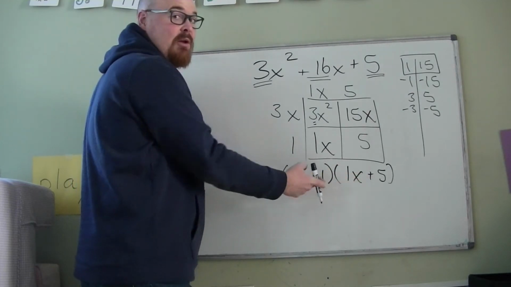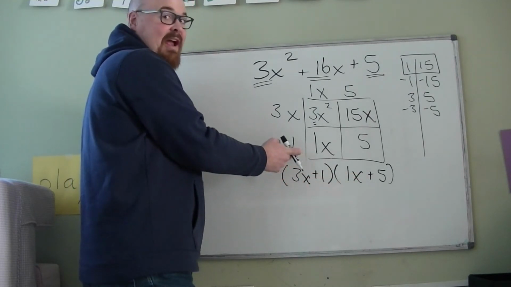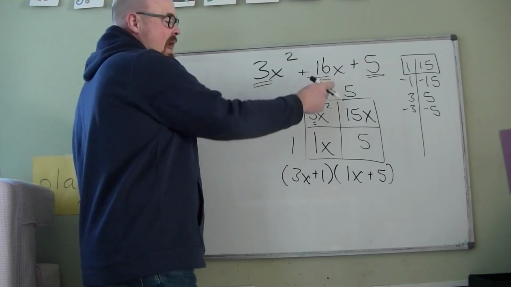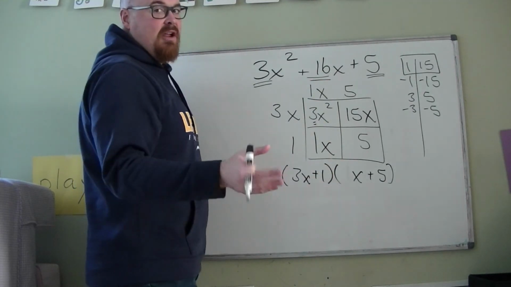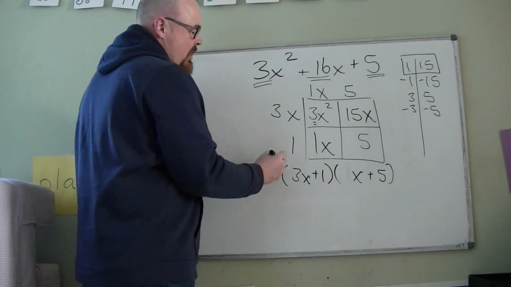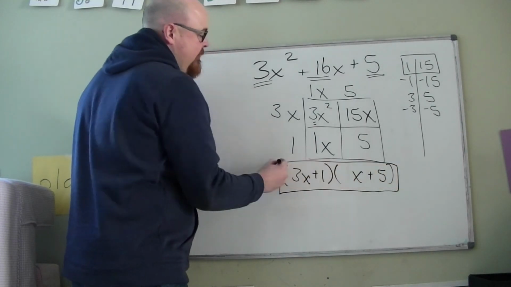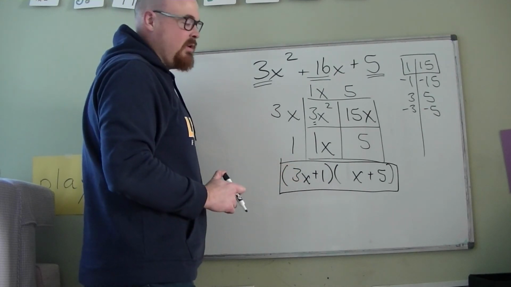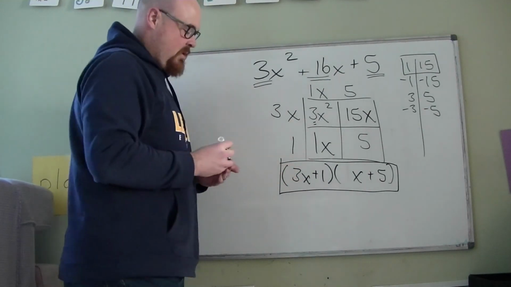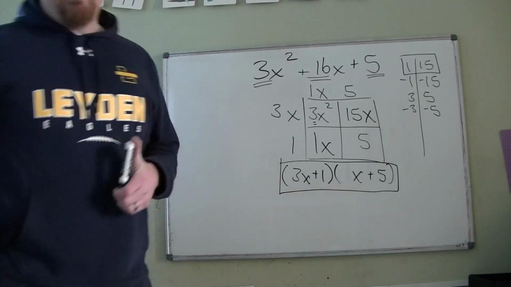We do need this one because there's a 1 there and nothing else. But you don't have to write the 1 next to the x. We weren't doing that before. You can leave it there. It's not wrong, but we really don't have to have it. So the factored form of that trinomial is 3x plus 1 times x plus 5. All right? Another example coming up next.